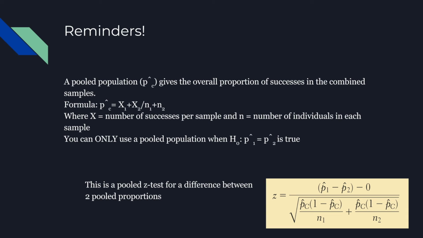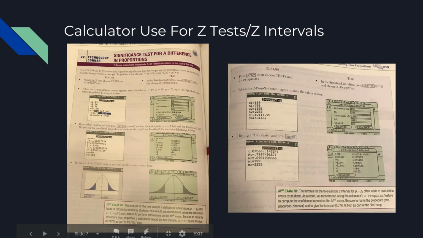All right, and now reminders. A pooled proportion, remember those? Those are going to be the sum of the number of successes over the sum of the total number of individuals. And you can only use that when p hat sub 1 equals p hat sub 2, which means that the population proportions have to be the same, or the predicted ones, pardon me, when the null hypothesis is true. All right, and the pooled z-test for a difference between these two pooled proportions is as follows with that equation.